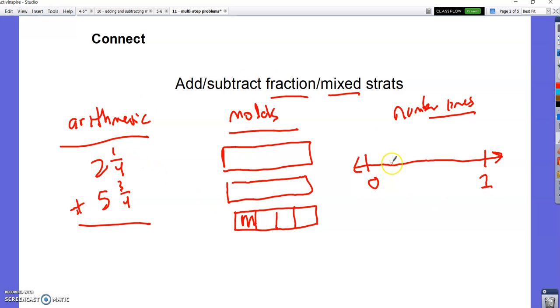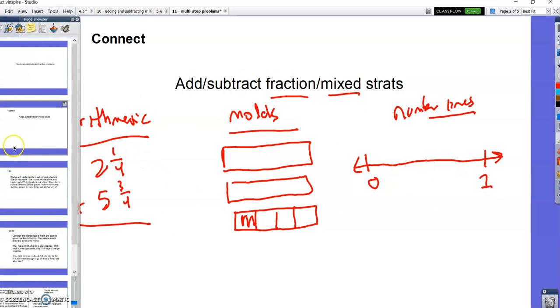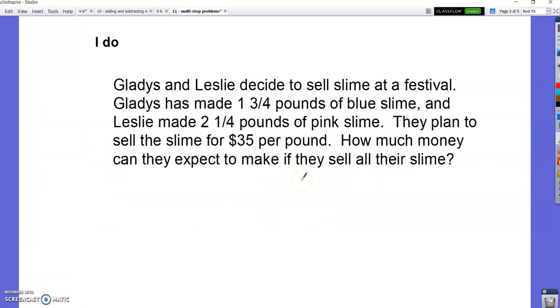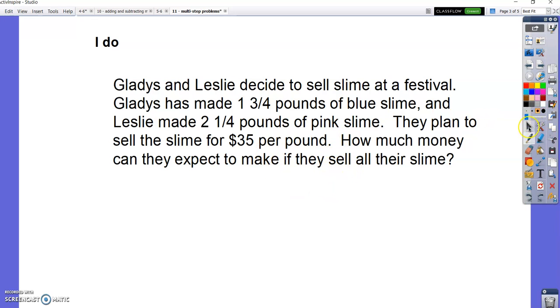So today I want to integrate adding and subtracting fractions into problems that have you add and subtract fractions and do something else as well. So let's take a look at a question like this. It says, Gladys and Leslie decide to sell slime at a festival. Gladys has made 1 3/4 pounds of blue slime. Leslie has made 2 1/4 pounds of pink slime. They plan to sell the slime for $35 per pound. How much money can they expect to make if they sell all their slime? Alright, a lot going on in that problem, right?